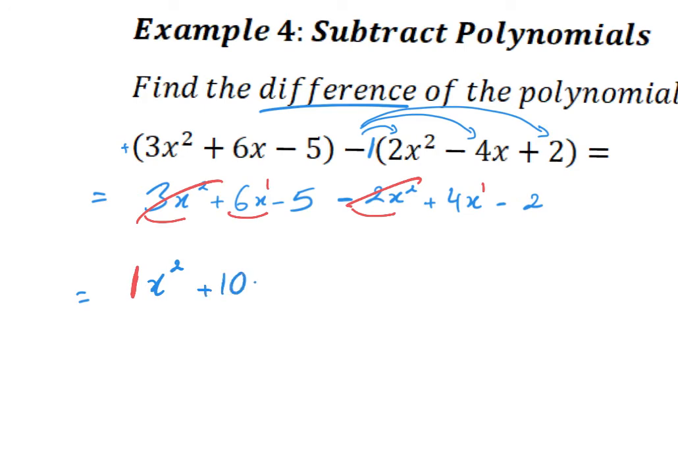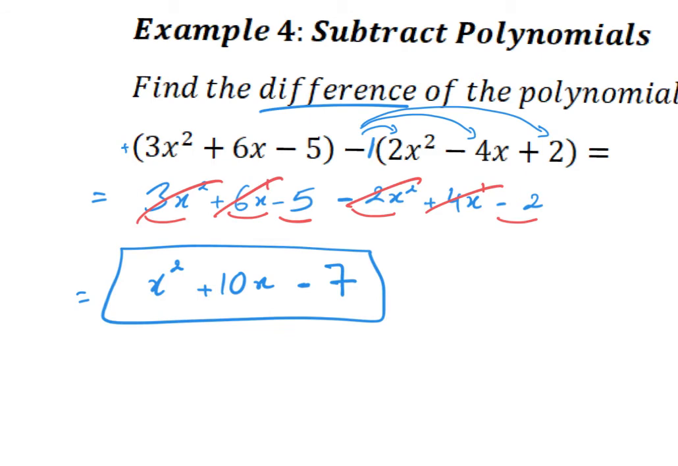Right? And then this is going to be gone right here. We don't need this one. And what do we have left? We have -5 and -2. So that will be -7 right here. Right? And we don't need to write 1 here. We can just remove it by default. That's going to be the answer. And this is going to be the answer right here: x squared plus 10x minus 7.